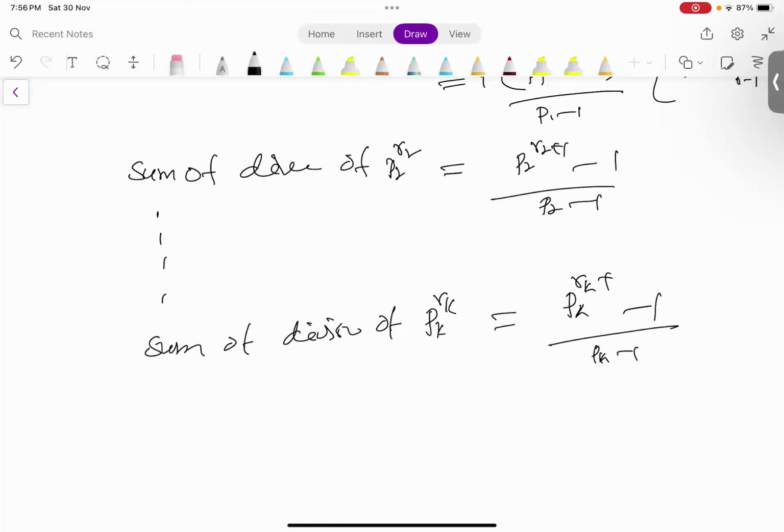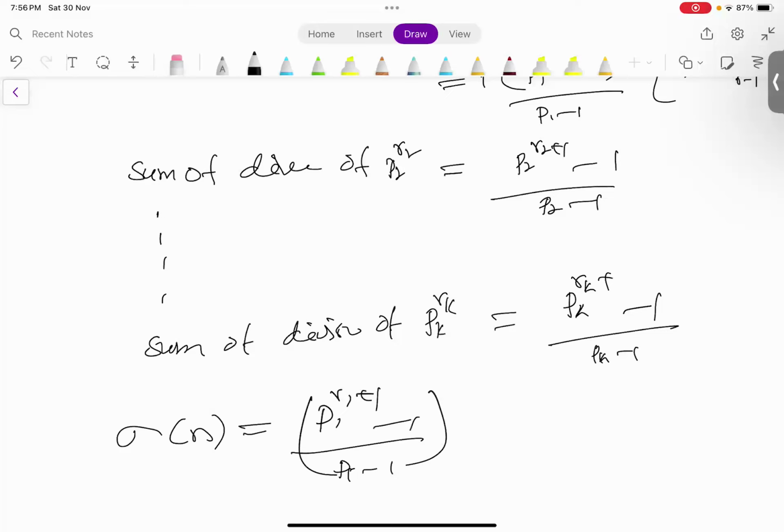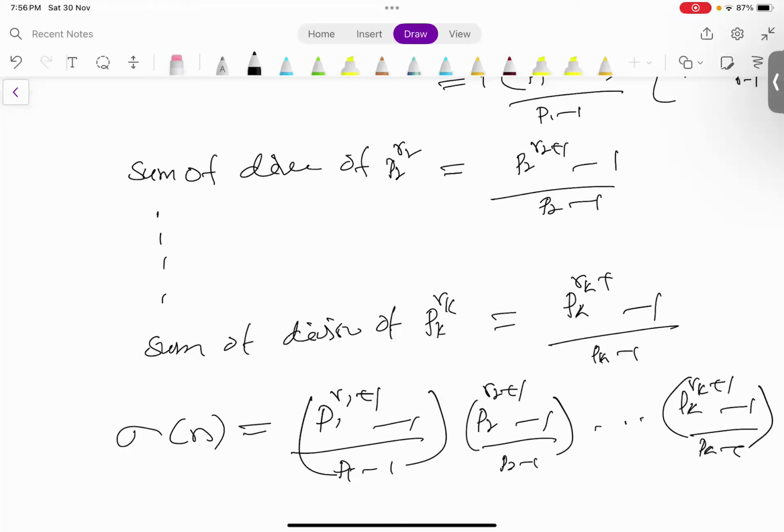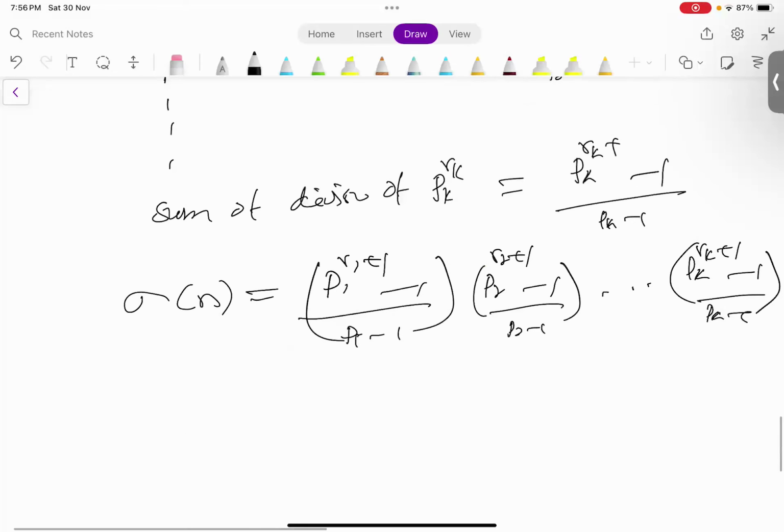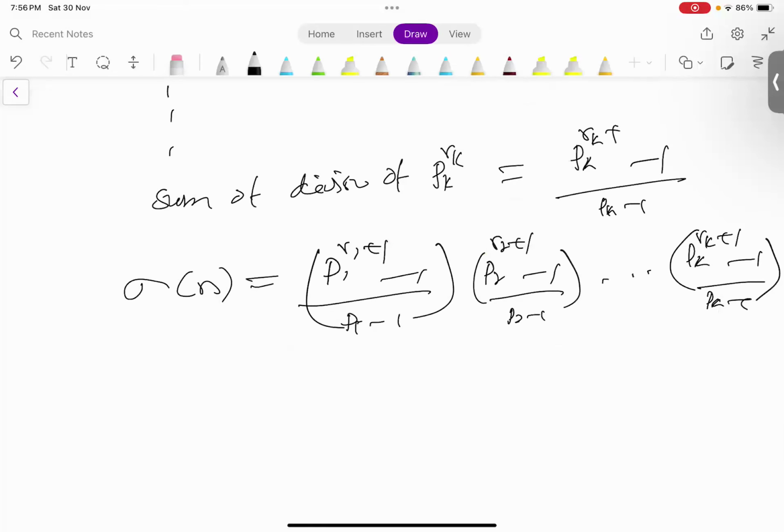So now sigma n is equal to the product of these: p1 power r1 plus 1 minus 1 by p1 minus 1, into p2 power r2 plus 1 minus 1 by p2 minus 1, and so on, up to pk power rk plus 1 minus 1 by pk minus 1. This is the formula for the sum of positive divisors of a number n. n must be greater than 1.